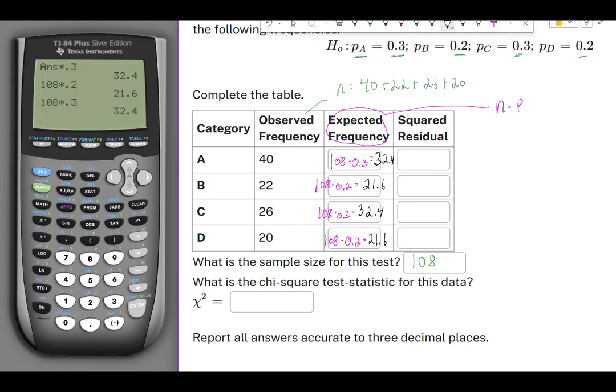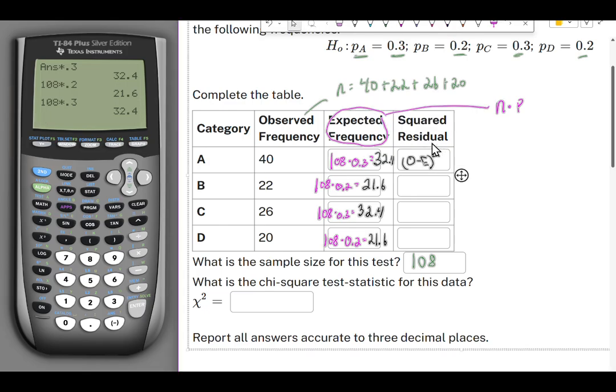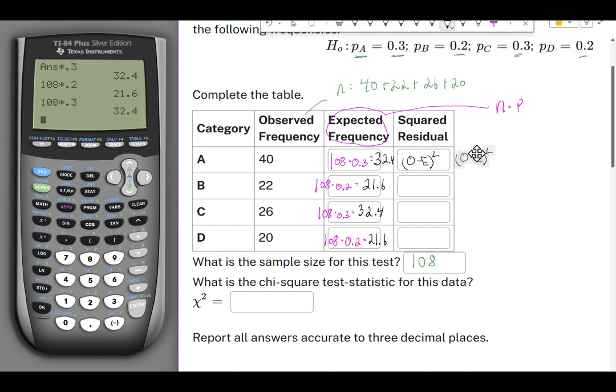So to find the squared residual, we will just do the observed minus the expected, squared, divided by the expected. I'm going to do these off to the side so I have more room.